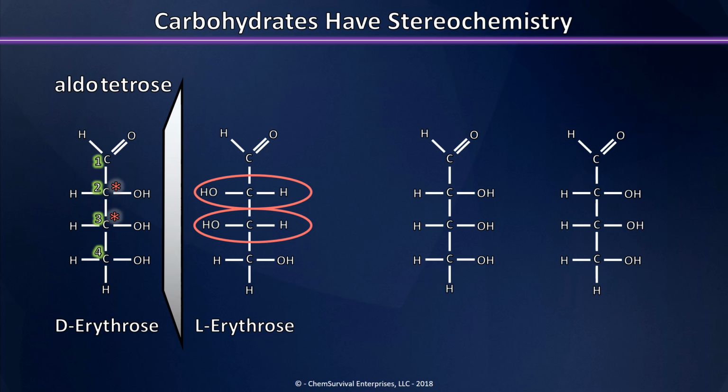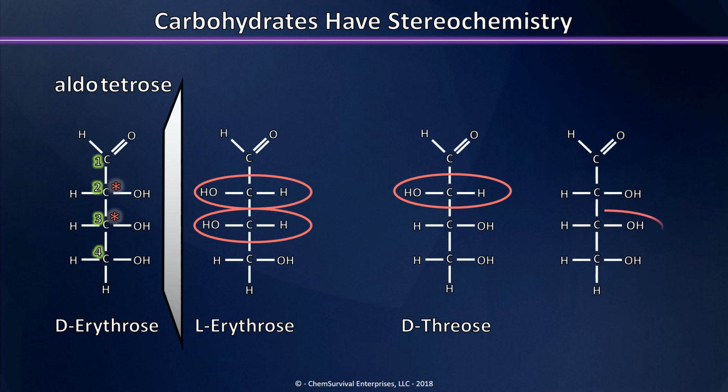Let's think about the next possibility. That would be that we just invert one of the 2 chiral centers. We'll start by inverting carbon number 2, switching the hydroxyl and hydrogen to create a new compound. But this one is not a mirror image of the original. This is a whole new carbohydrate. It's a new carbohydrate that we call D-threose.